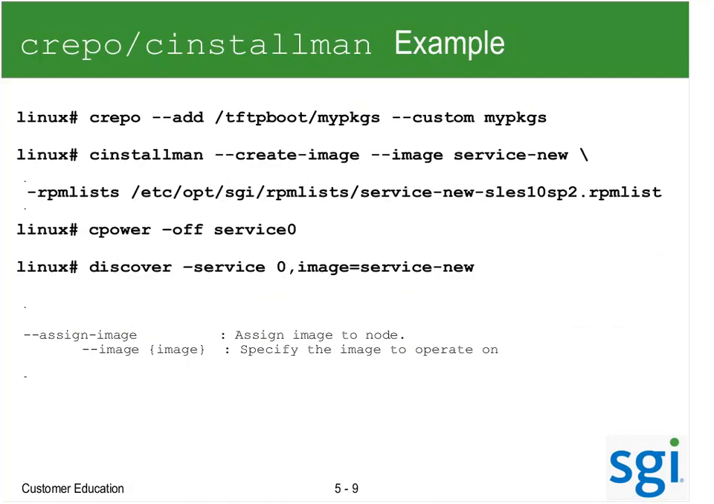So in this example, I basically put all my packages that I'm adding into my packages. These packages are off on the server. And then I added it in the repository, and it's called My Packages. Then I did install-man and created an image, called it service-new, and then pointed to an RPM list. Then I did a power off, and then I did a discover, and when I did the discover, I said image equals, and I used the new image name.